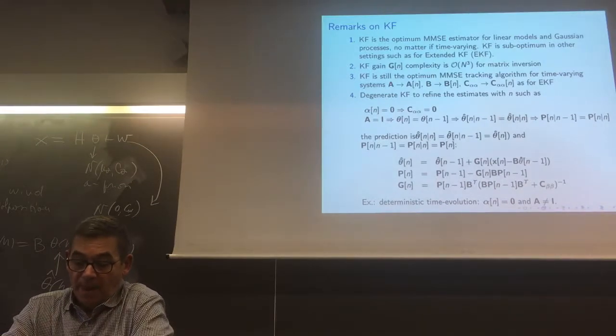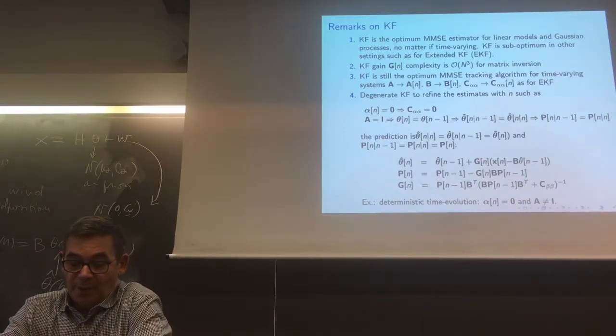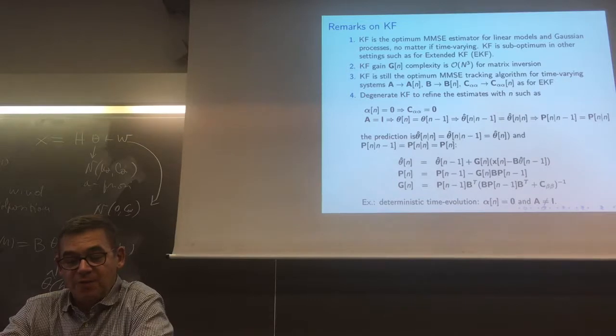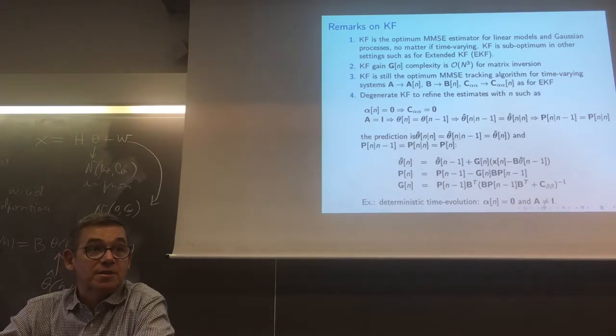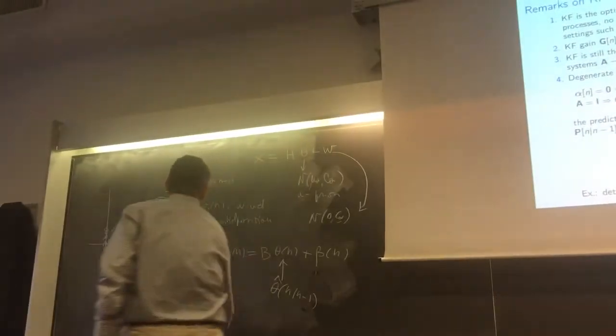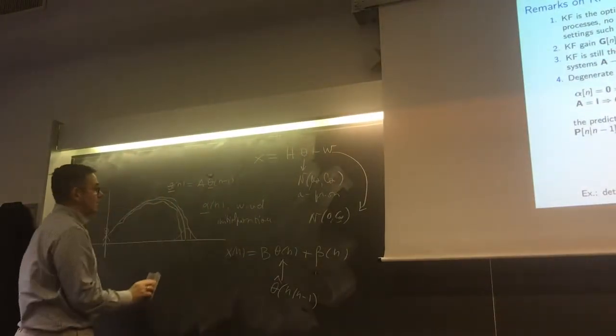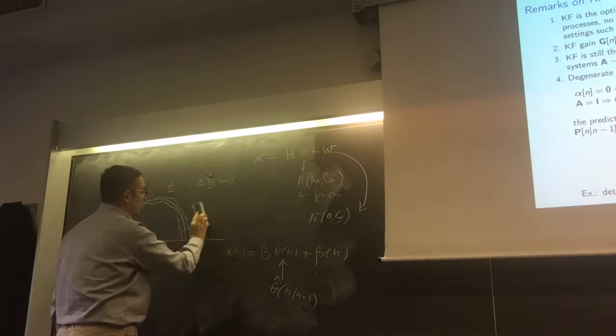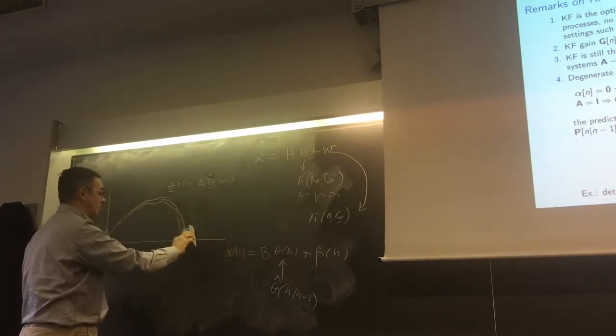Now, we can also use the Kalman filter in some degenerate cases. So I can use the Kalman filter gain if alpha is equal to 0. Like here, assume the case that there is no wind.